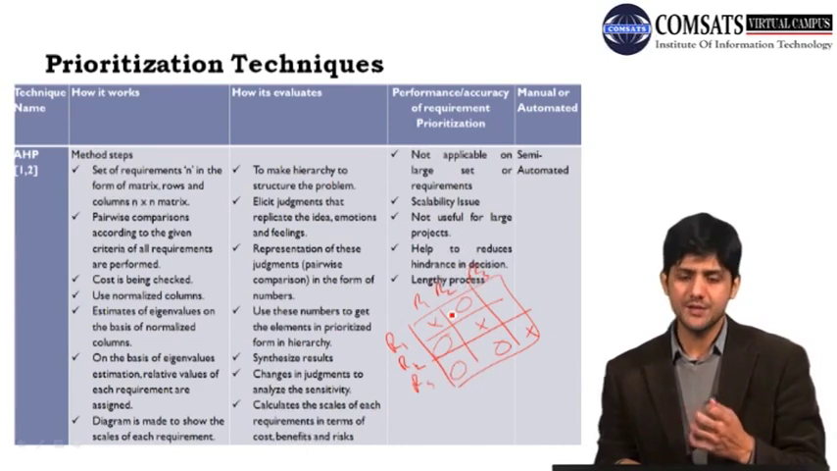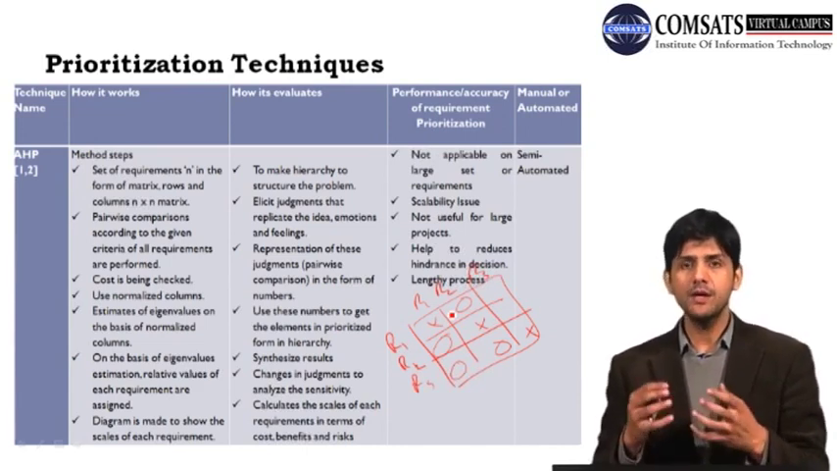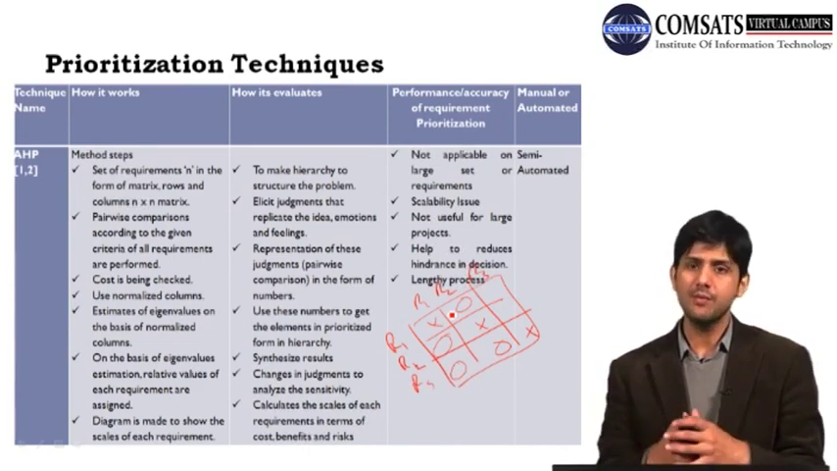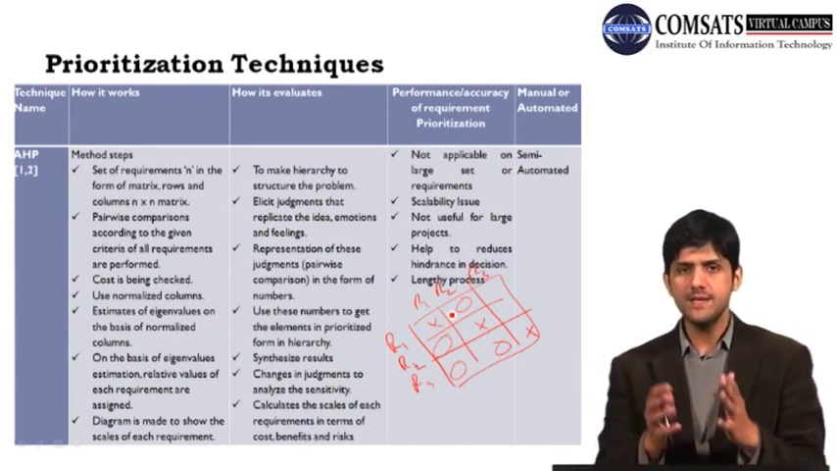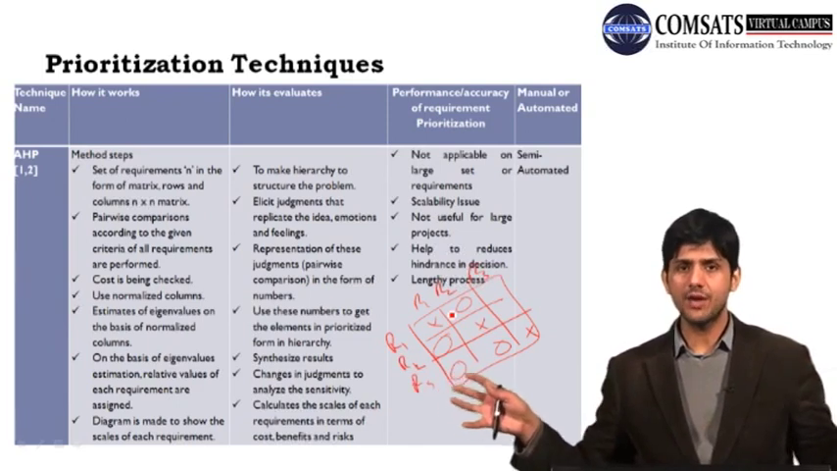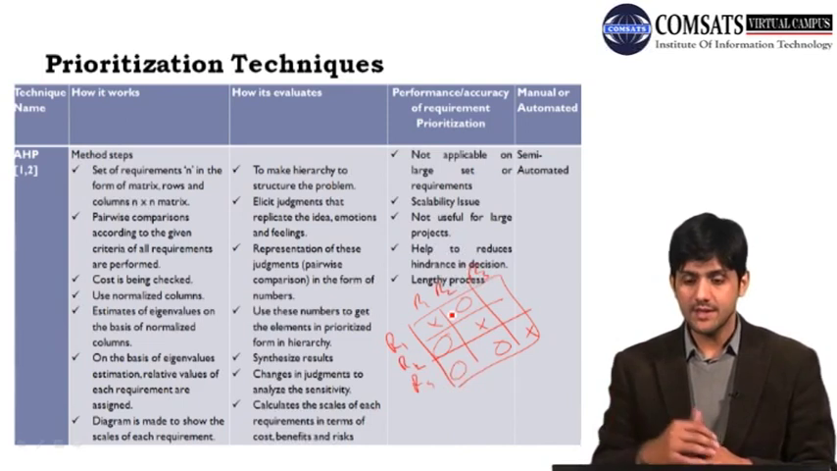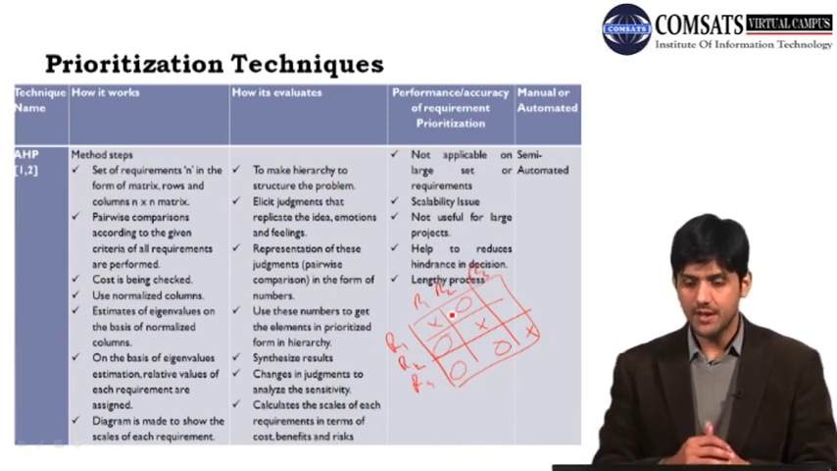Now, what is the problem with AHP? It can work with a smaller set of requirements, for example 20 or 30 requirements. But when the problem becomes really large, and let's say we have hundreds of requirements, then it might not be applicable. So as I said, it is not useful for large projects.